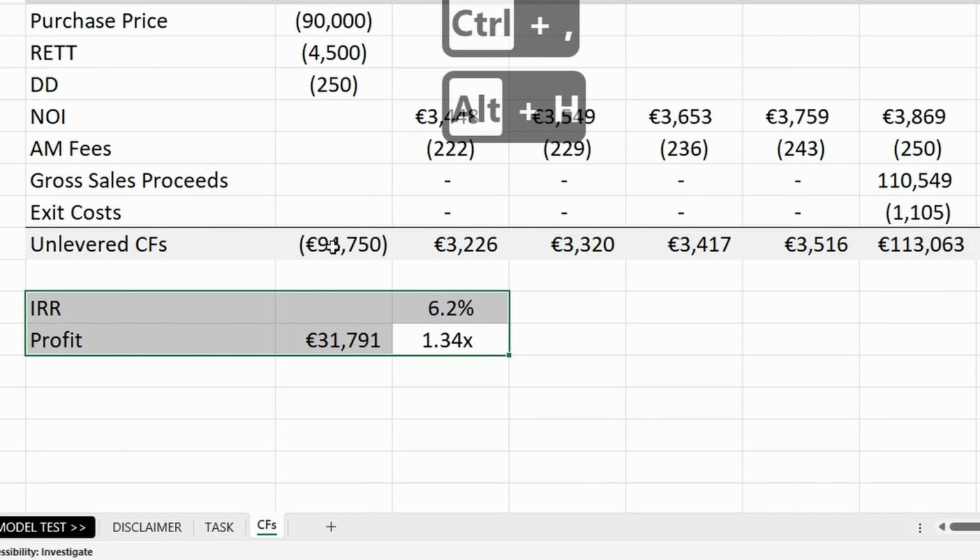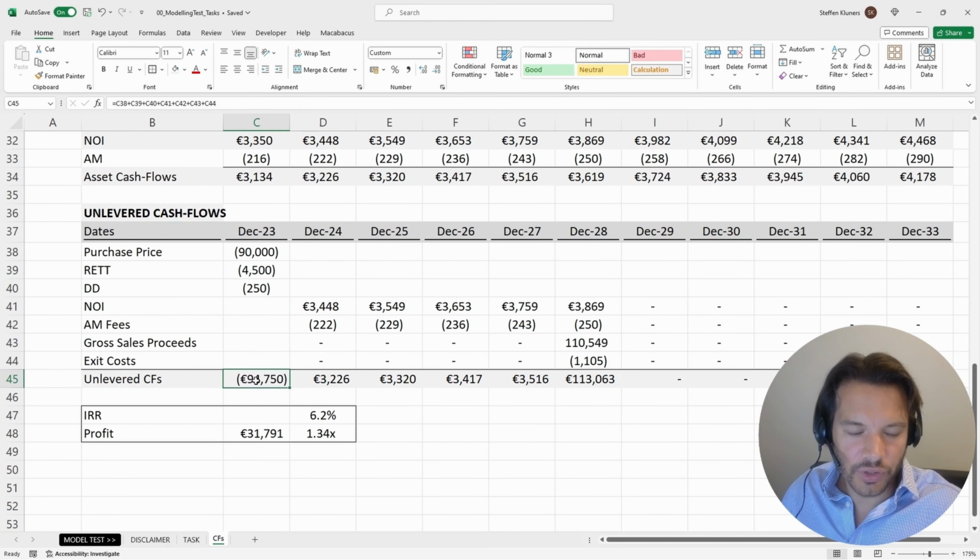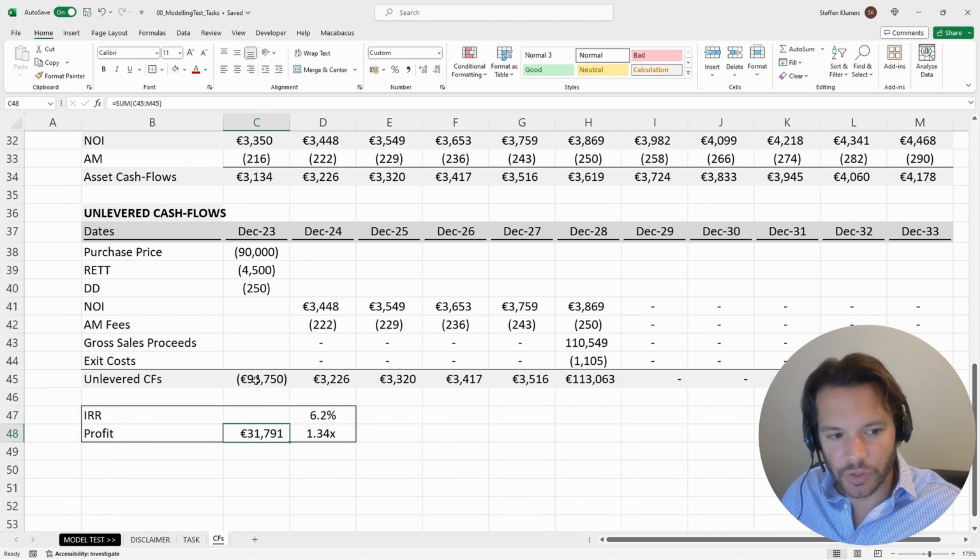So the MOIC is therefore 1.34. That means for every dollar or euro that we invest into this asset, we receive 1.34. So if you had put 100 euros into this investment, by the time you will have sold the asset, you will have received 1.34 times your money. The IRR is essentially the annualized return. So over the course of those 5 years, you will have received a 6.2% effectively every year. And the 1.34 is the return over those 5 years, and you made a profit of 31.7 million euros.